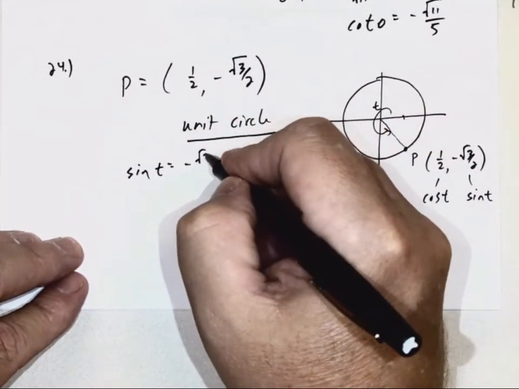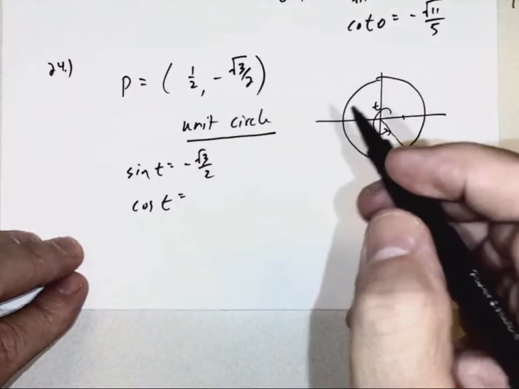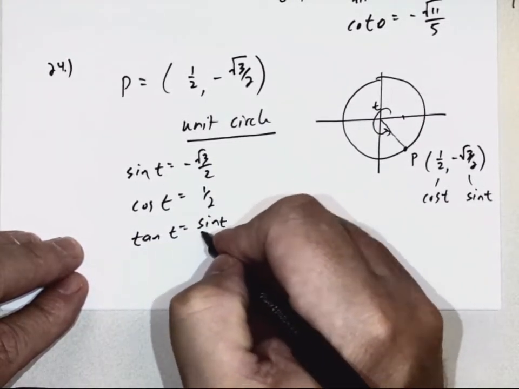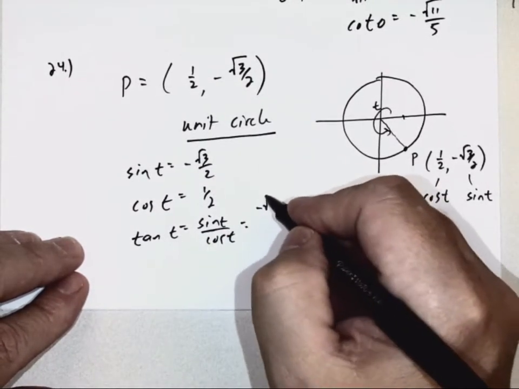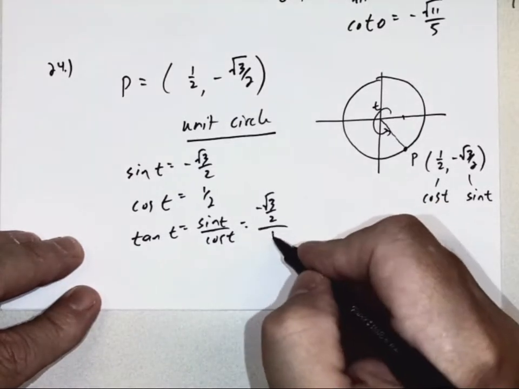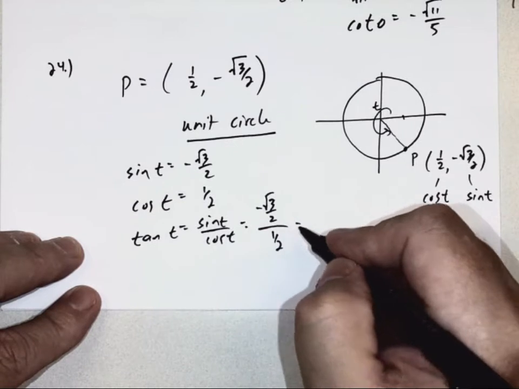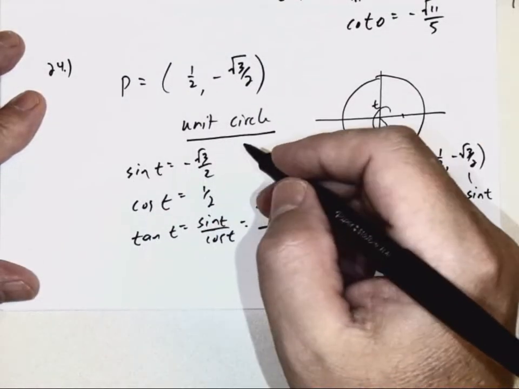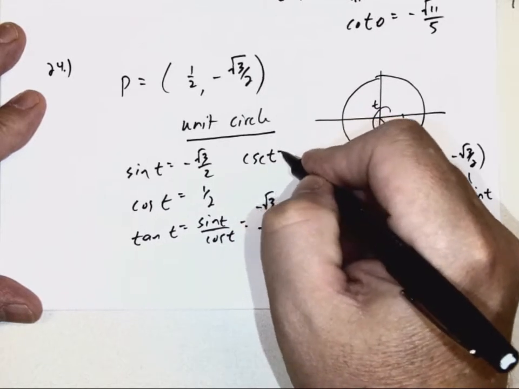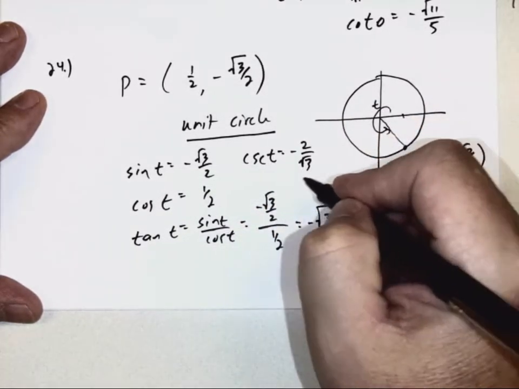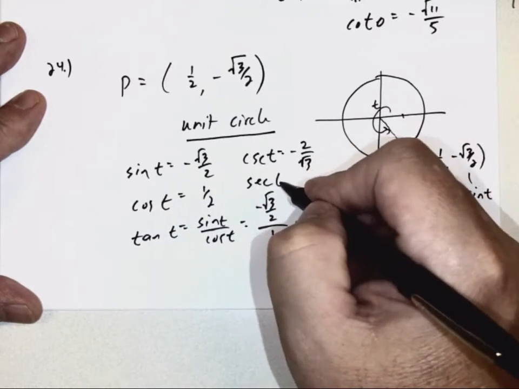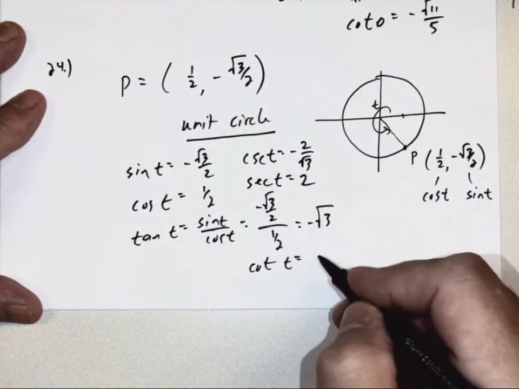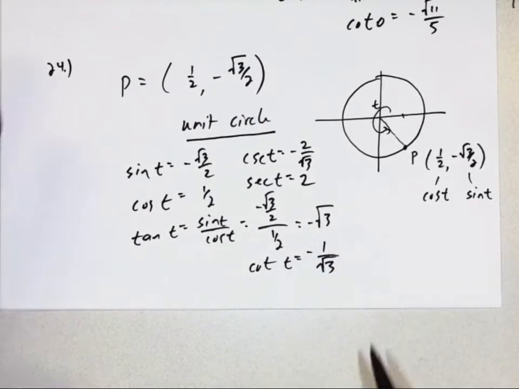The sine is negative square root of 3 over 2. The cosine is 1/2. The tangent, if I take sine over cosine, is negative square root of 3 over 2 over 1/2. If you convert this complex fraction, it ends up being negative square root of 3. And then the final three: sine is the reciprocal of the cosecant, so negative 2 over square root of 3. Cosine is the reciprocal of the secant, so it's going to be 2. Cotangent of T is the reciprocal of tangent.